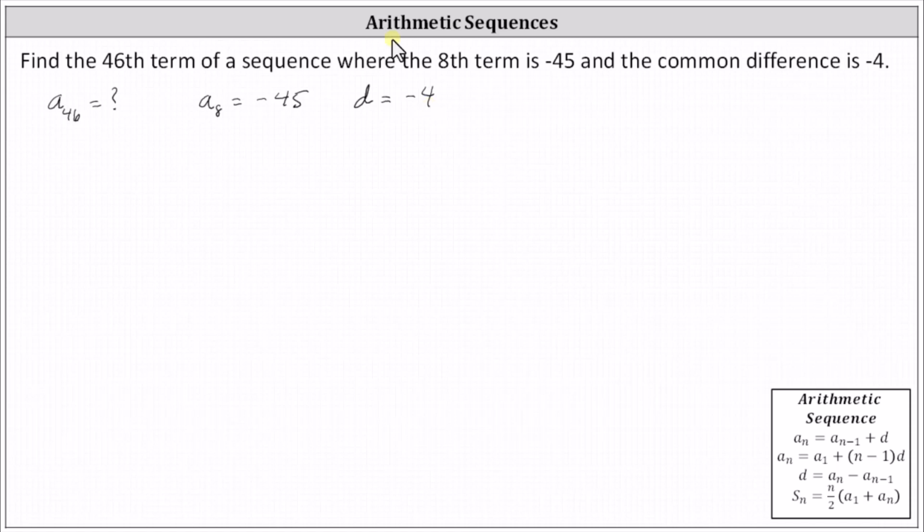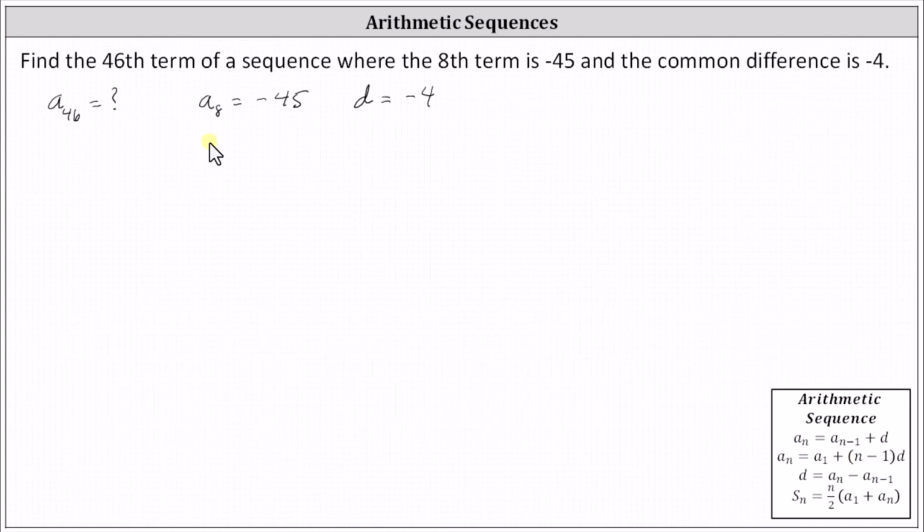In order to determine the 46th term, we'll have to determine the formula for a sub n for an arithmetic sequence, which is a sub n equals a sub 1 plus the quantity n minus 1 times d. Notice for this formula, we'll have to determine a sub 1, the first term, which we can do because we know a sub 8 equals negative 45. Once we have a sub 1, we can write the formula for a sub n and determine a sub 46.